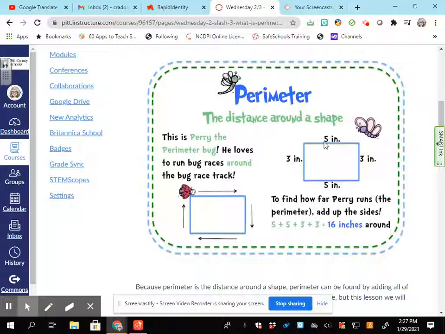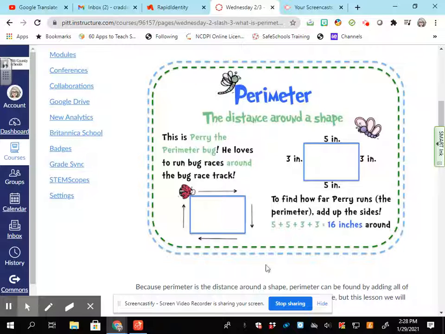sides. So if this side was 5 inches, the side parallel to it would also be 5 inches. Over here, the side is 3 inches. The one parallel to that would also be 3 inches. So if we added 5 and 5, that's 10. We know 3 and 3 is 6. So 10 plus 6 gives us 16. And you see the equation here where we've added up all the sides.